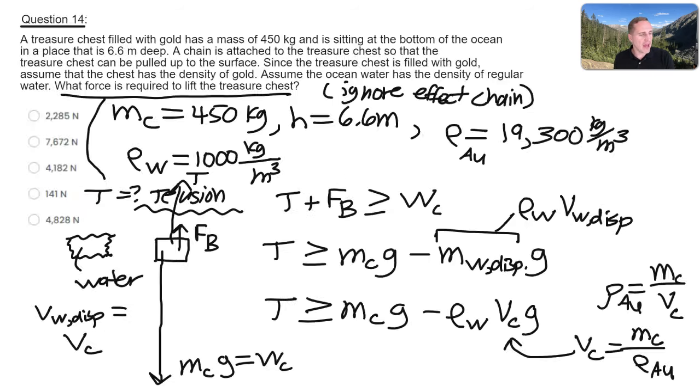But I said it's 4,182, so it looks like it's the third choice down. Does that make sense? Okay, I hope so. So 4,182. Hope that makes sense. Again, this is an Archimedes' principle buoyancy force question. Hope that makes sense for question 14. Let's move on.